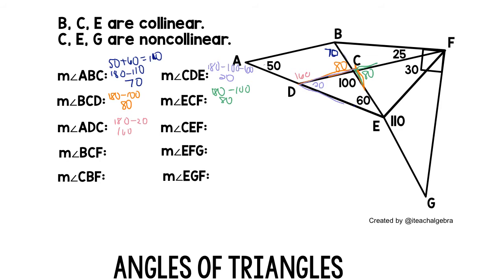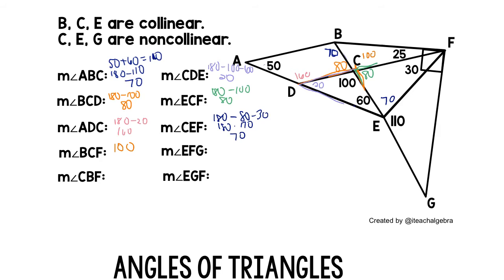Let's look at CEF. How about? We've got 180 minus 80 minus 30 in this case. So that's 180 minus 110. That means CEF is 70. Angle BCF. We know it's 100 without trying very hard because it's a vertical angle with DCE.